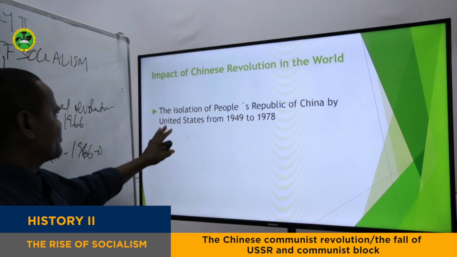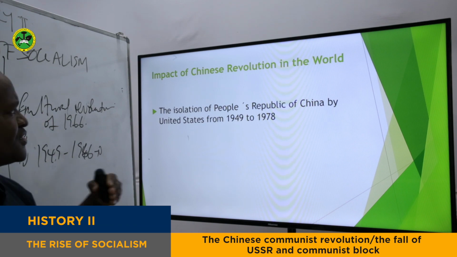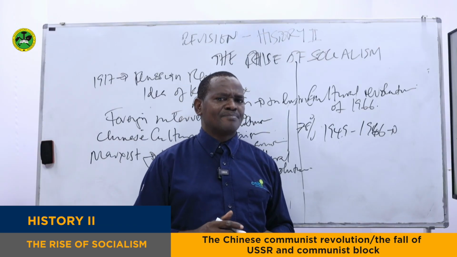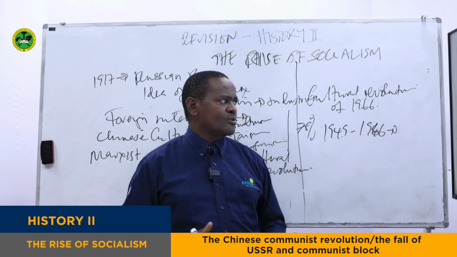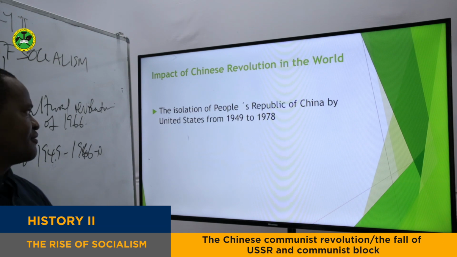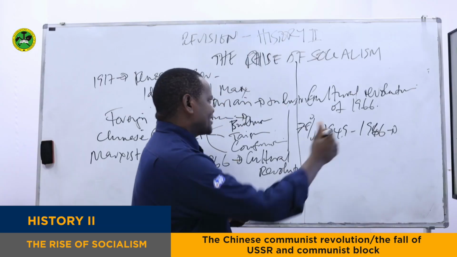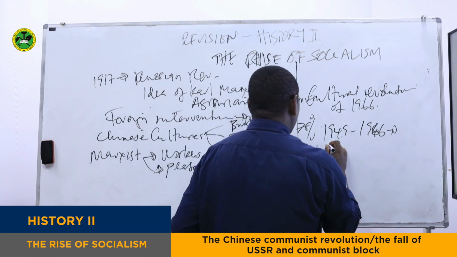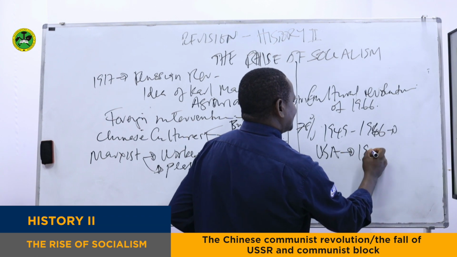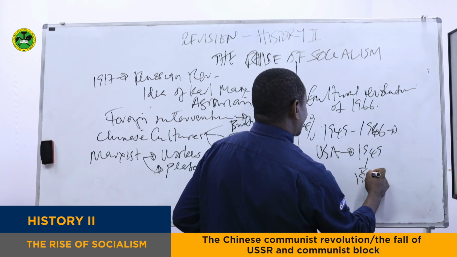Another thing is the isolation of the People's Republic of China. This is the impact of the Chinese Revolution in the world. What impact has the Chinese Revolution brought in the world? The first is the isolation of the People's Republic of China by the United States of America from 1949 to 1979. That means, just like what we saw with the Soviet Union, the USA did not recognize China from 1949, during the revolution, to 1979. Why?